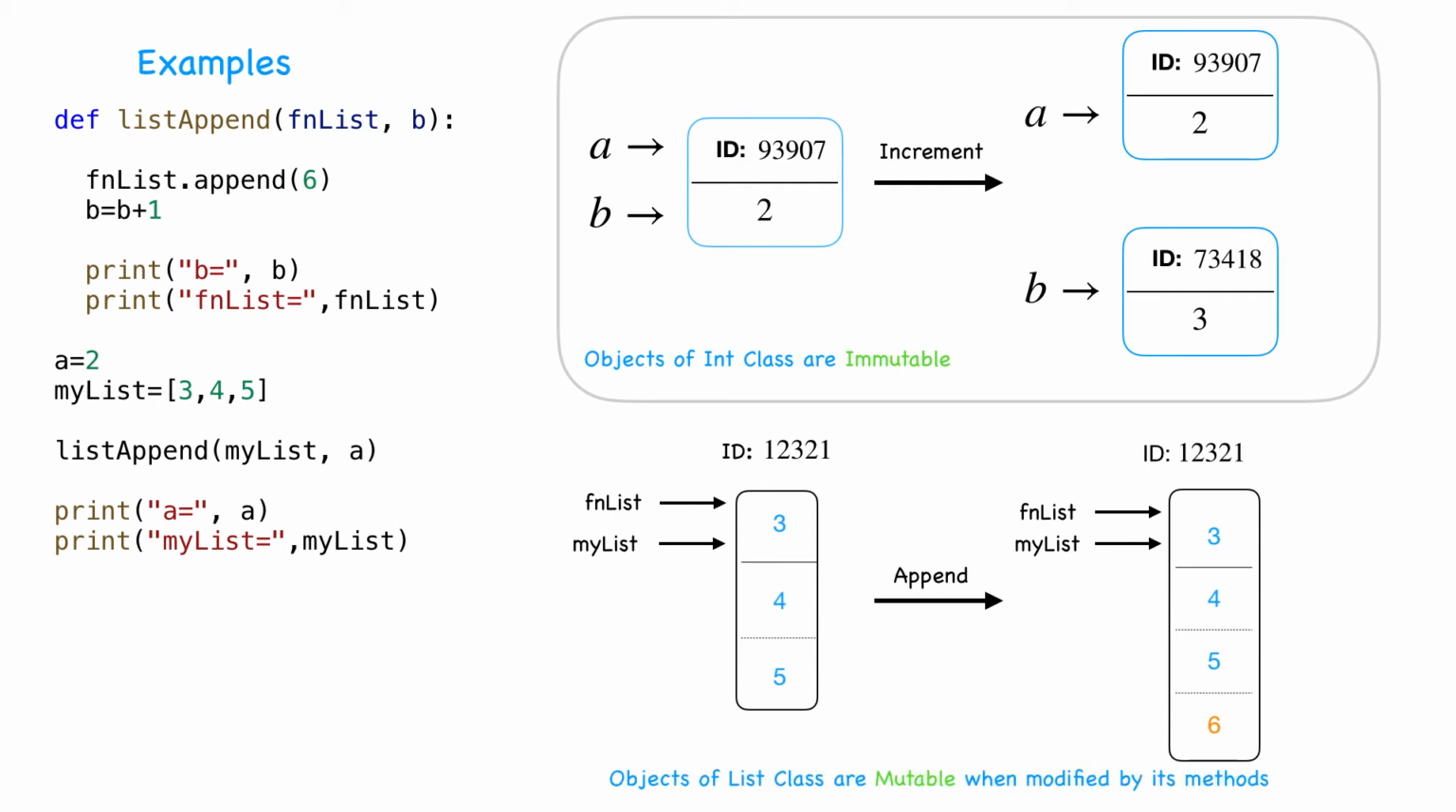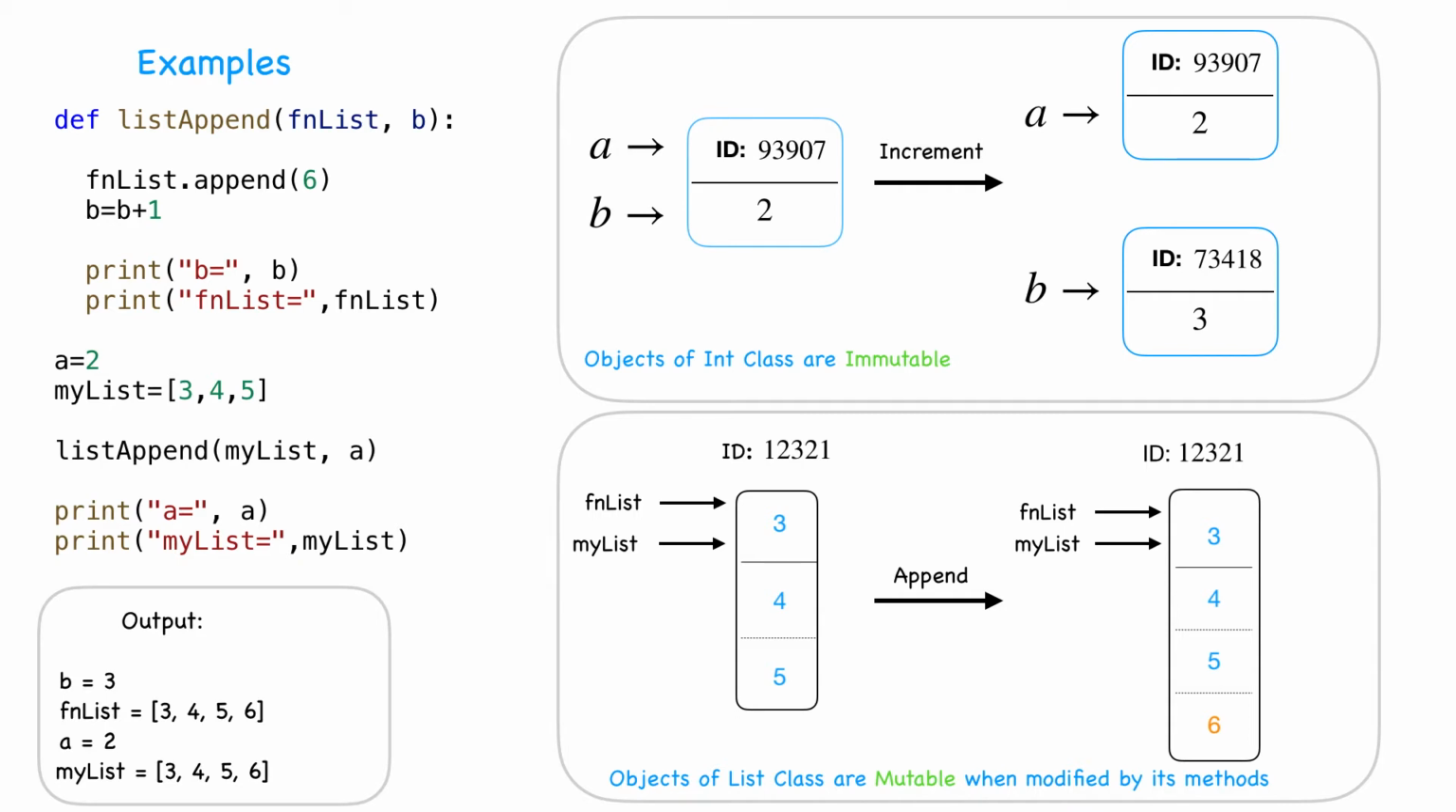So let us see the output of this particular function. You will have B equal to 3 because B got incremented. Fn list will be 3, 4, 5, 6 because we have appended 6. Then you are printing A, so A would be 2 because the changes whatever you have done in B will not be reflected outside. One reason is because B is in local scope. The second is you cannot modify the integer object.